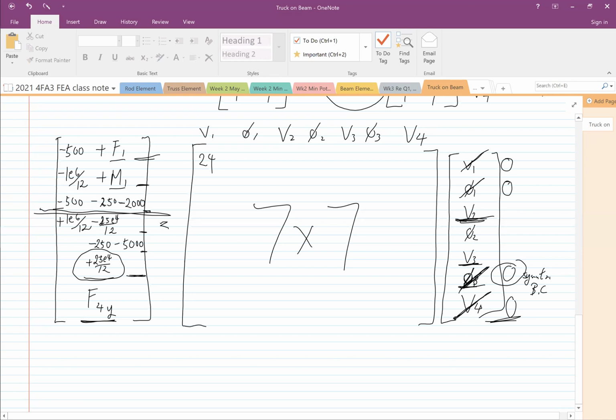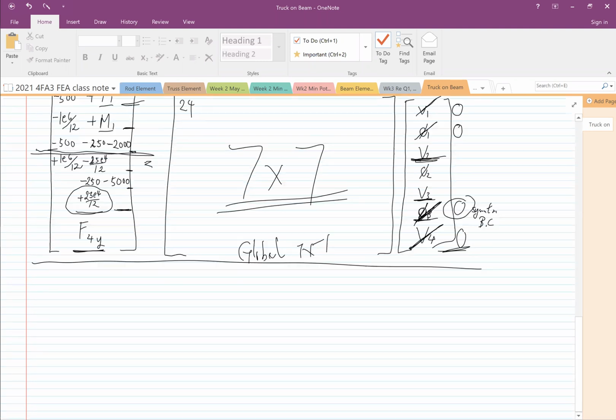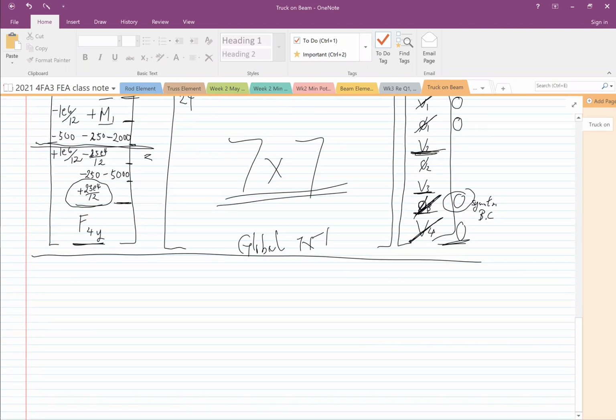So the next step. If you show me these steps, you have the global 7x7 matrix, and you have all the boundary conditions set up nicely like this. If you show me this in your exam, of course, you don't write 7x7, you have to show me some numbers. You will get 80% for sure. The rest of it is just solving the equations.